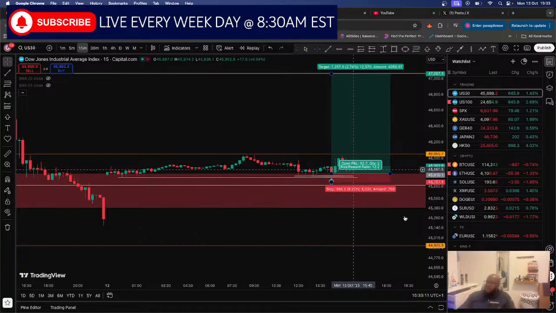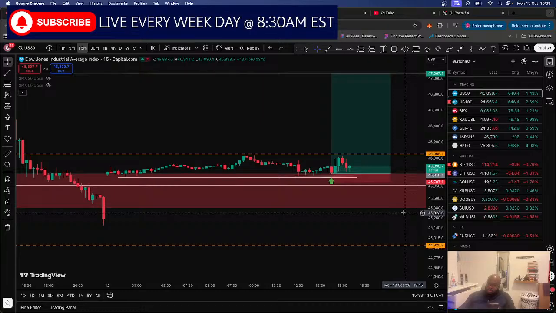Alright, this current candle cannot close red. If it closes red, everyone has to go. Then I definitely have to get out. I need to see an engulfing candle. That's what I need to see. On the 15-minute, I need to see an engulfing candle. Alright, we're starting to move.